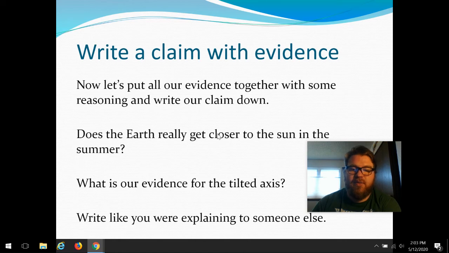Does the Earth really get closer to the sun in the summer? Okay, does the Earth really get closer to the sun in the summer? No, but you need to say why. How do you know it doesn't get closer to the sun? If you had a younger sibling asking you, like, oh, is it summer because we're closer to the sun? What is our evidence for the tilted axis? How do we know that the Earth is tilted?